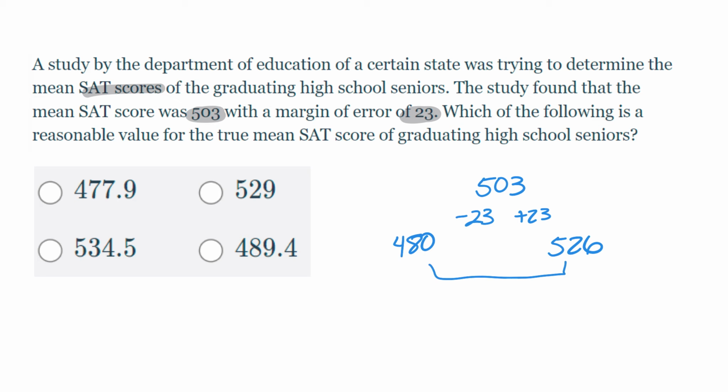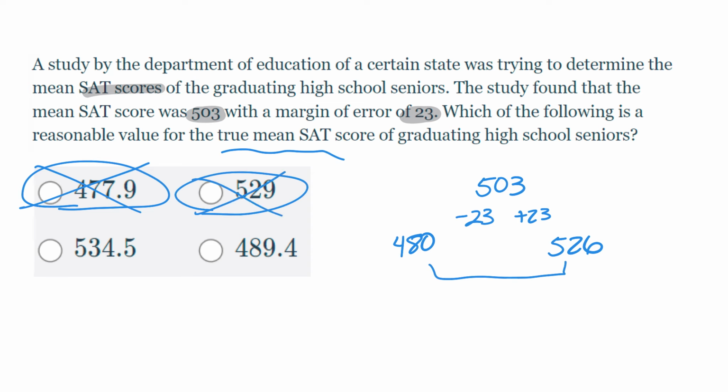So it says, which of the following is a reasonable value for the true mean SAT score for a graduating high school senior? So we are going to look for an amount that falls within this interval. 477 is too low. 529 is too large. 534 is too large. So the only amount that falls within our parameters is 489.4.